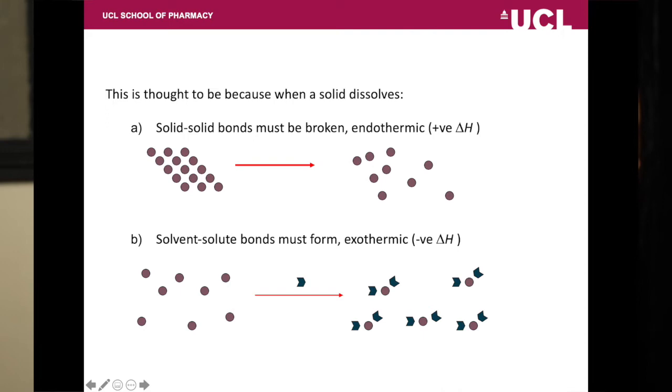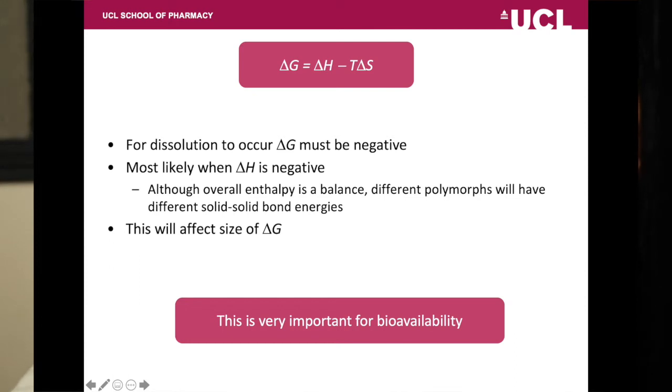Bottom line shows you the forming of solvent-solid bonds, which are exothermic. So we have this balance between endothermic, to break the crystal apart, and exothermic, forming interactions with water. Usually, it can be any other solvent. At the top of the slide is the famous equation, delta G equals delta H minus T delta S.